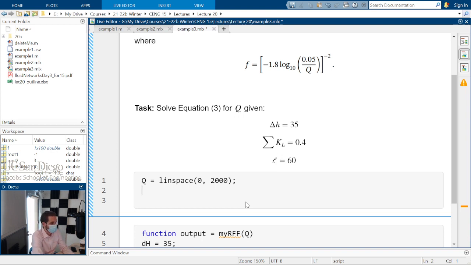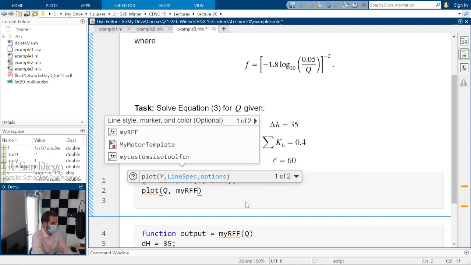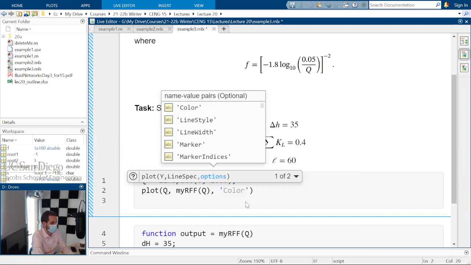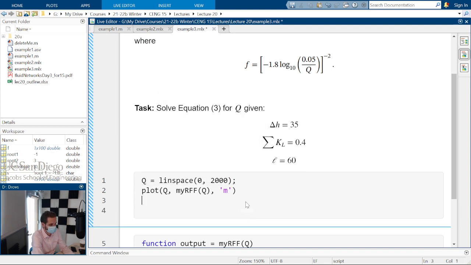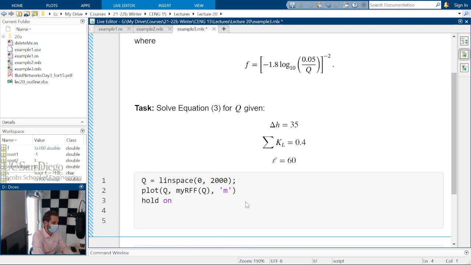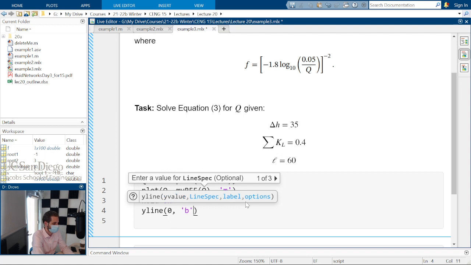And then we'll say, what do we want to say? We want to say plot q, and then myRFF of q. Let's make this a magenta line. There we go. And then all that other stuff, hold on. Y line, we'll make it blue. No, green.